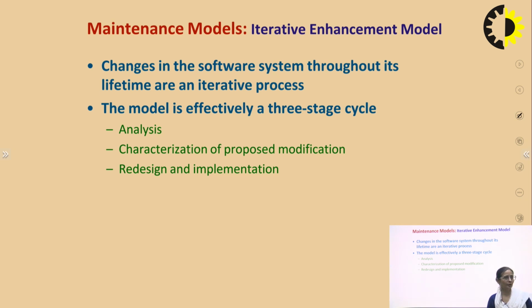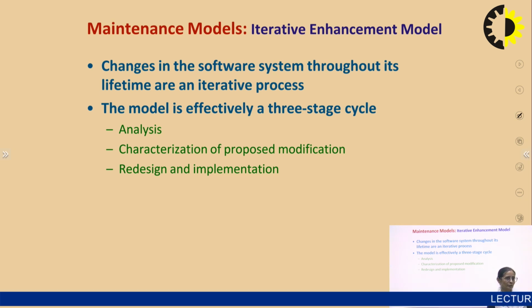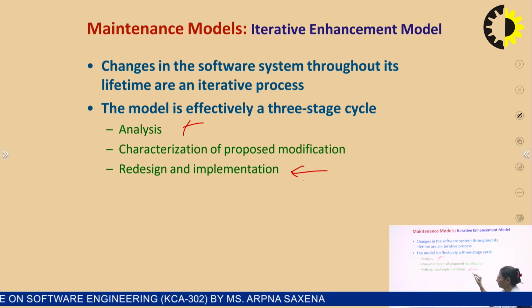Iterative enhancement model, it says changes in the software system throughout its lifetime are an iterative process. So the model is effectively a three-stage cycle. That is, in the iterative enhancement model, we first go with the analysis part, then whatever modifications you have decided, you will characterize and propose them, and then redesign whatever updations are required. You need to make those amendments and then implement your project.